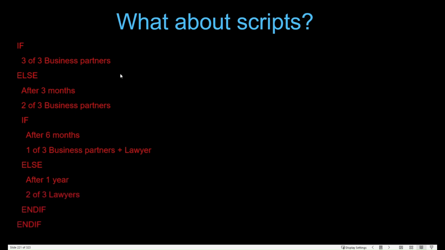So I just made this one up, like what if you have a 3 of 3 multi-sig with your business partners? But obviously this is dangerous because what if someone loses their key? Not a big deal because you have a fail-safe condition. After 3 months, you can make it 2 of 3 business partners. And you know what? What if two business partners die in a car accident? Well, after 6 months, you can do 1 of 3 business partners plus the lawyer's key. All right. And if that all fails, after 1 year, you can do 2 of 3 of the lawyers from the law firm. Just completely made this up.